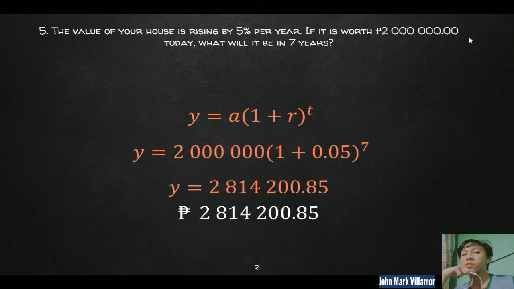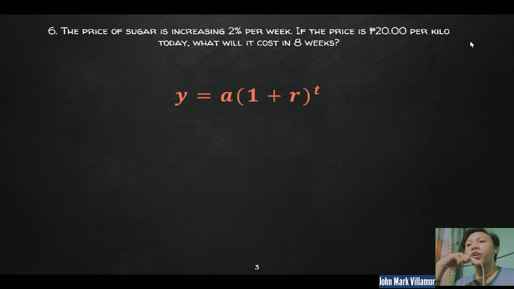2,814,200.85 pesos. The price of sugar increases by a fixed percent each week. To find the cost of sugar in 8 weeks, this exponential growth function can be modeled by y is equal to a times the quantity of 1 plus r raised to the power of t, where a is the initial price of sugar and r is the rate increase per week expressed in decimal and t is the time period.